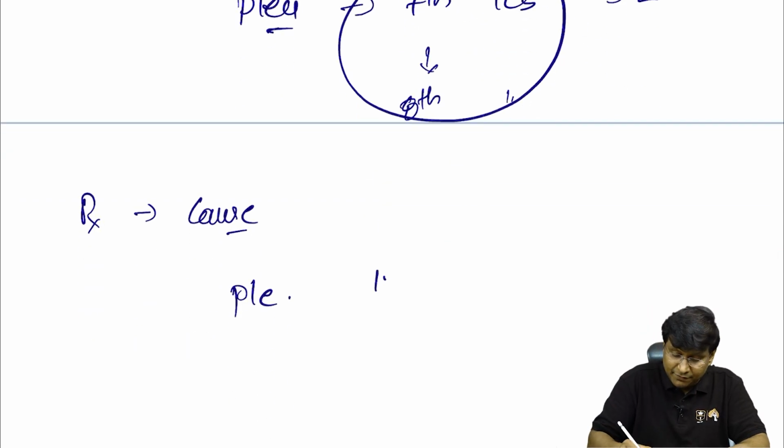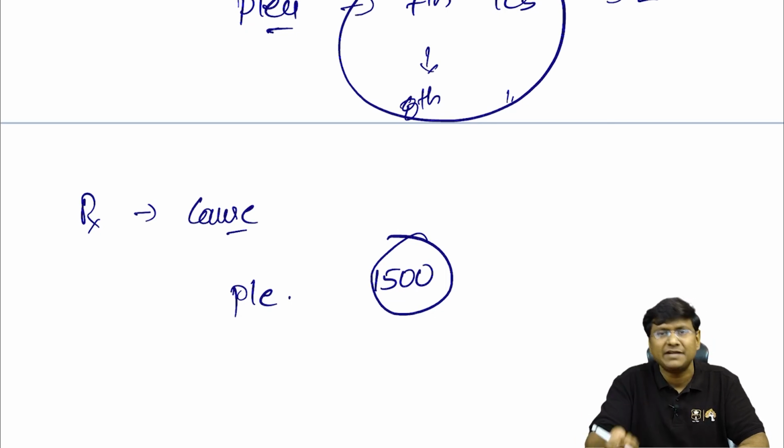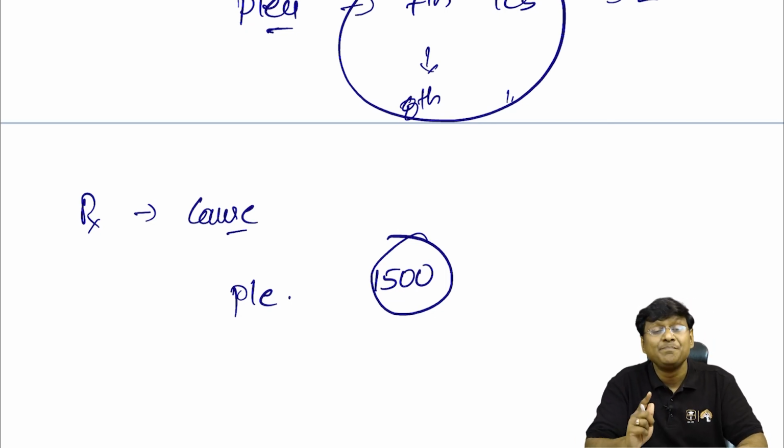And the maximum amount of fluid that can be removed is up to 1500 ml. If you try to remove more than 1500 ml, that will result in re-expansion pulmonary edema.